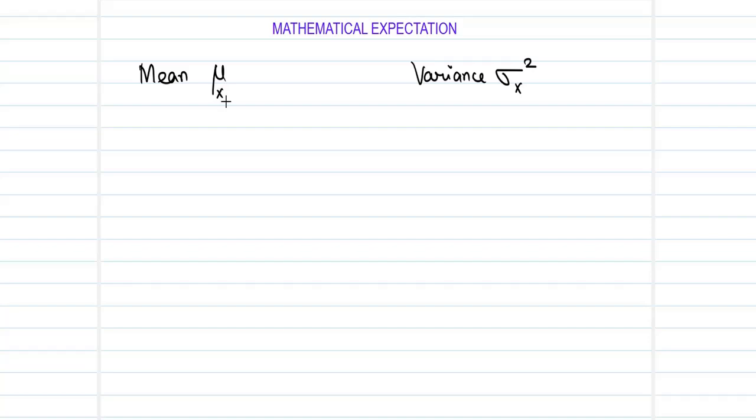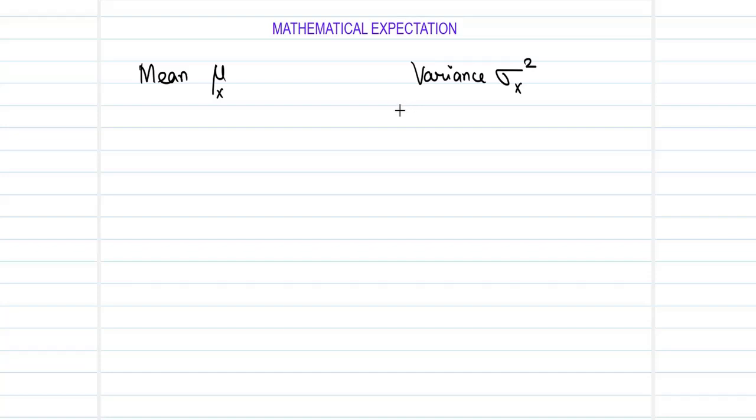Here the letter x in the subscript says that it is the mean of the random variable x and the variance of the random variable x. So these two quantities, mean and variance, are more frequently used to characterize any random variable x. Now we will see how we can evaluate or estimate the values of this mean and variance.